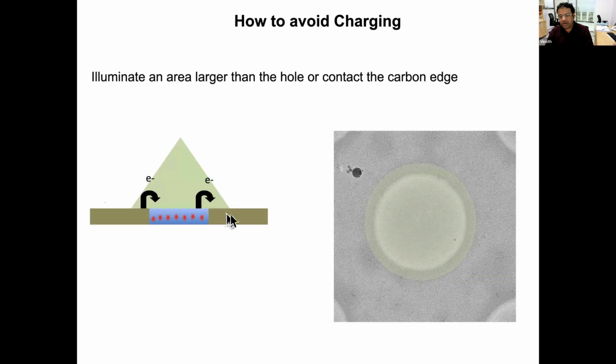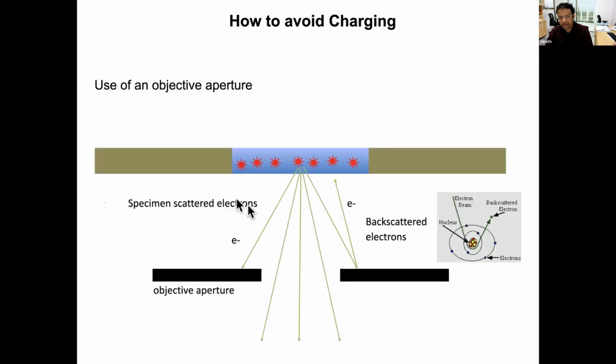So how do we avoid charging? One way is to make the beam bigger than the hole so that the beam touches the carbon also. The other way is to use an objective aperture, which removes some of the electrons and lets some of the electrons go so that it neutralizes charging. So these are two ways to avoid charging. People who have used plastic sections in room temperature electron microscopy will know that the objective aperture is essential. Otherwise, the film or the plastic you have put will just move or vaporize. It will just come apart. So using the aperture is very important.